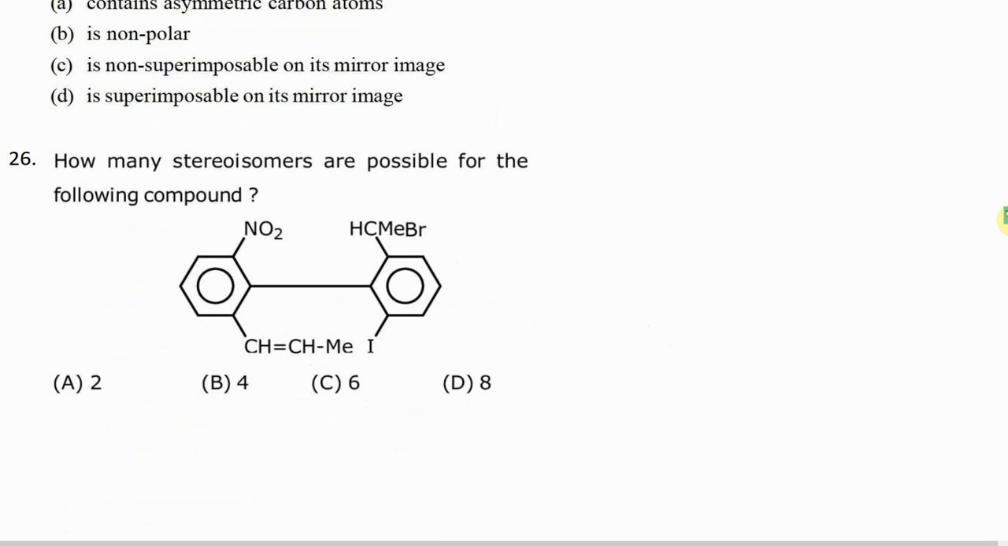Question 26. How many stereoisomers are possible for the compound? Right away we know that this rotation is forbidden. You cannot have free rotation in the biphenyl. So that is going to give you one stereogenic center. Do you have any more stereogenic centers? Yes, here, cis-trans. So one stereogenic center plus one more stereogenic center, plus this is a chiral carbon, one more stereogenic center. 2 to the power 3 is 8.